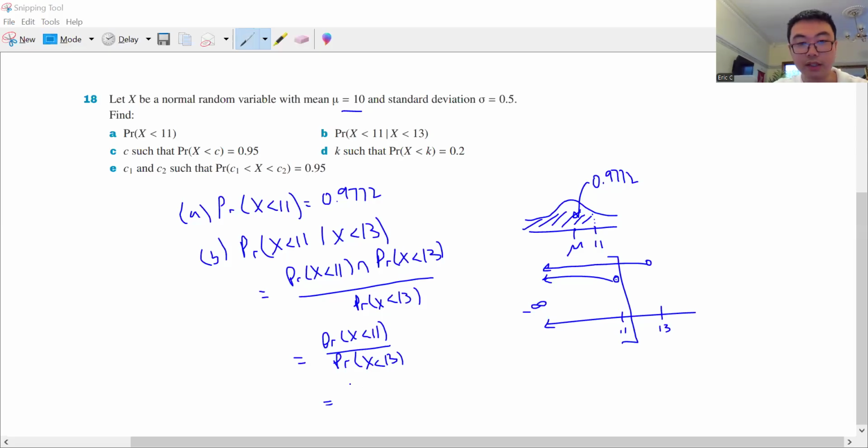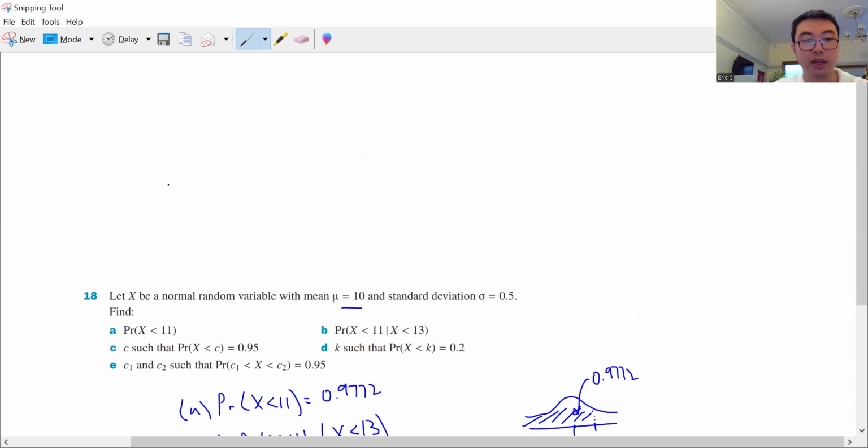Okay, so let's jump back over to the screenshot here. That's for the second part, it's going to be 0.9772. And then part C is: find the value of C such that the probability of X is less than C is equal to 0.95.